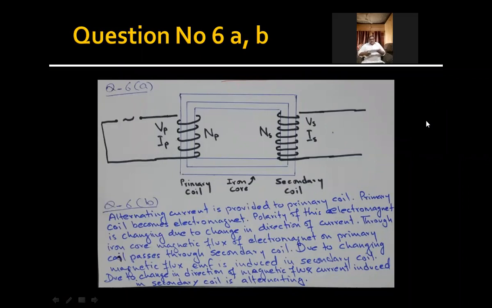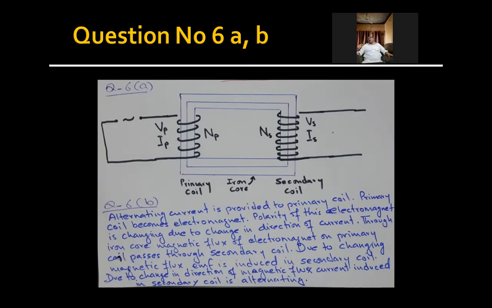So you can see the diagram is showing on your screen. Here we have shown a frame of iron core. On the left side of this, I have wound a wire, and this is connected with an alternating power supply. I call this the primary coil. This is the input side of the transformer. The number of turns on the coil is called NP, the voltage is called VP, and the current is called IP.